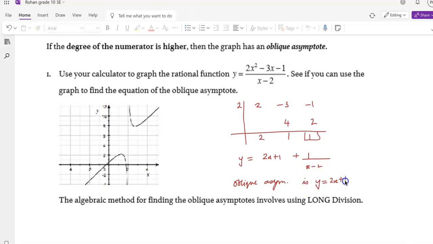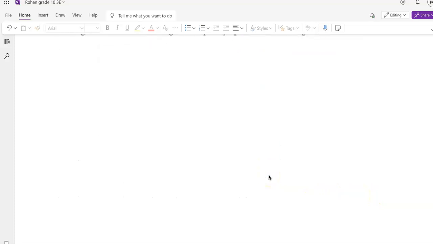Y is equal to 2x plus 1 is the oblique asymptote. Okay, that's the long division method to find the oblique asymptote.